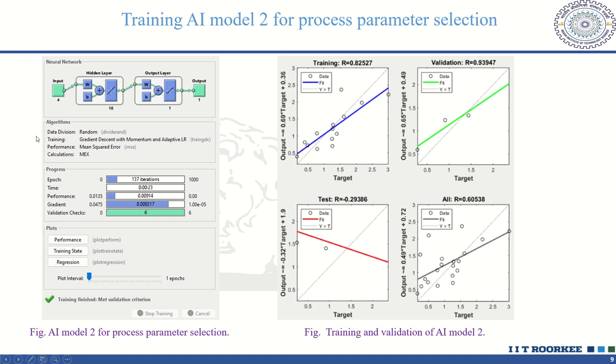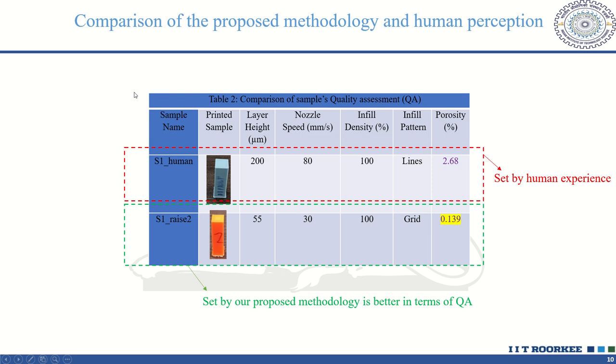And then AI model 2 is fed with the set of process parameters and the quantitative value of porosity, and then this is trained. The training accuracy of AI model 2 is found to be 82%. However, validation accuracy is found to be 93%. And then the optimal process parameters predicted by this trained AI model are found to be 55 micron layer height, 30 mm per second nozzle speed, 100% infill density, and grid as the infill pattern.